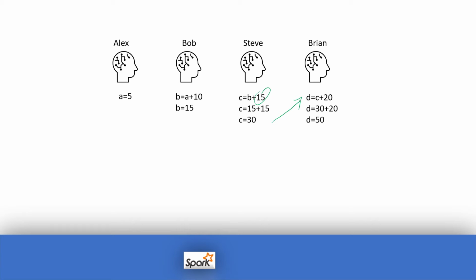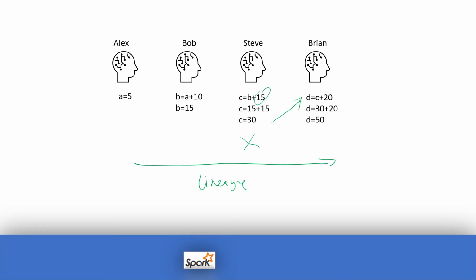Let's say in the previous example, Steve maintained all this calculation in a variable on a piece of paper. If Steve is not available the next time we play the same game, once Bob passes the value, Brian will know exactly how c was calculated. He will take the c value and do the calculation for d. So basically, in this case, we are maintaining a lineage.